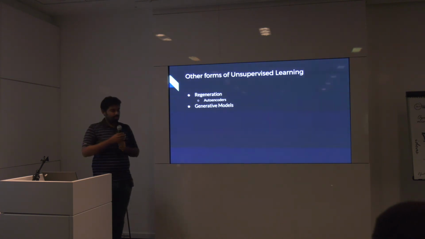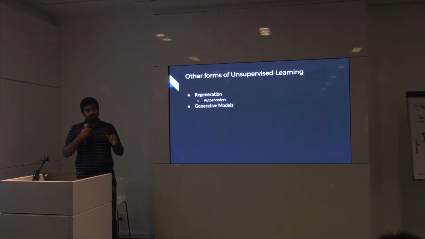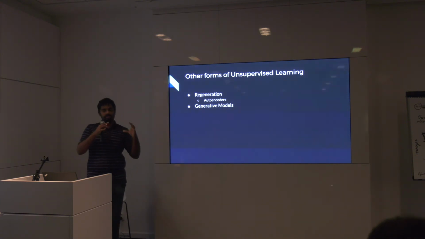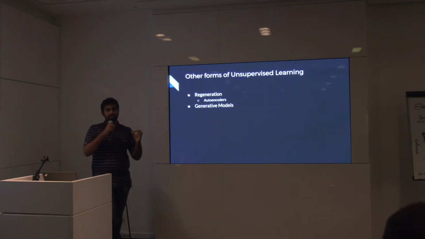And like I said, there are other forms of unsupervised learning models other than clustering. Another one is regeneration. It's easy to understand it this way. You have a model, you feed in an image, and one part of the model compresses it into a small vector. For example, if you feed in an image of dimension 28 by 28, that comes to a 784-size vector, and it compresses down into a 100-dimensional vector.